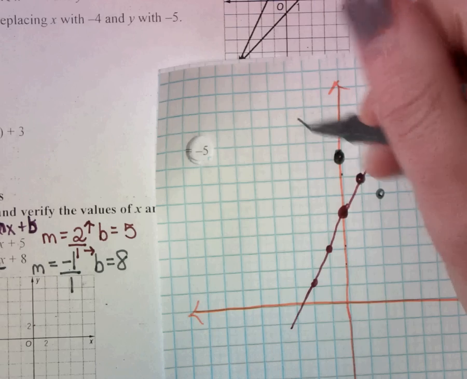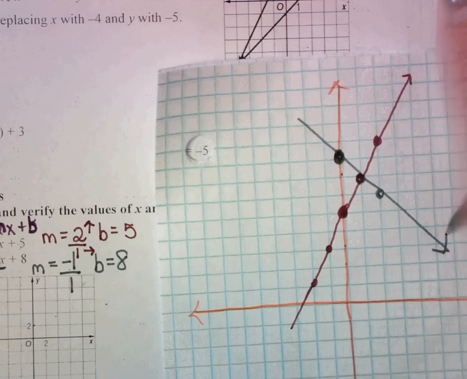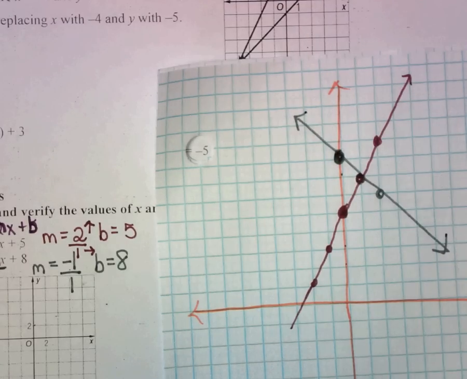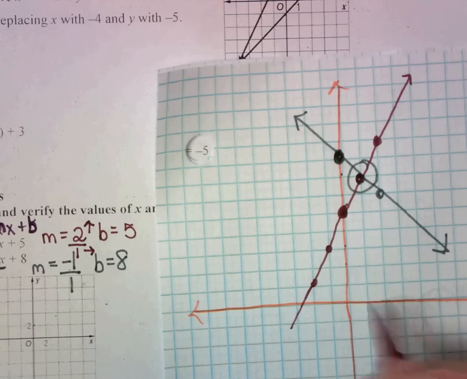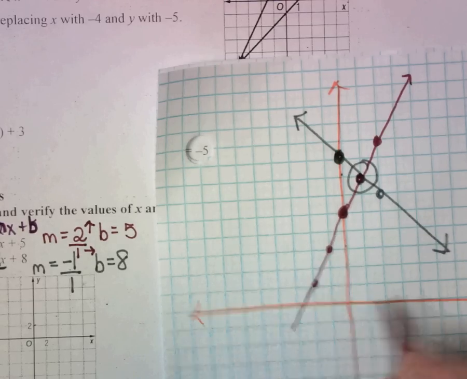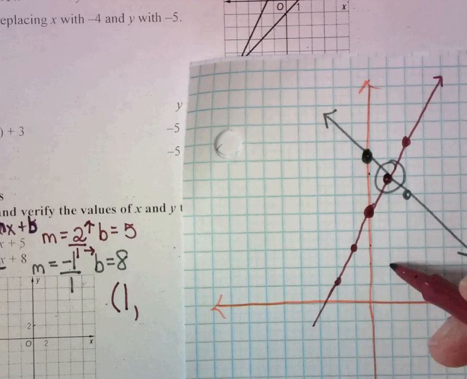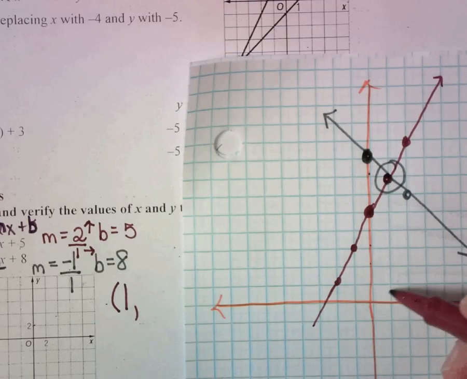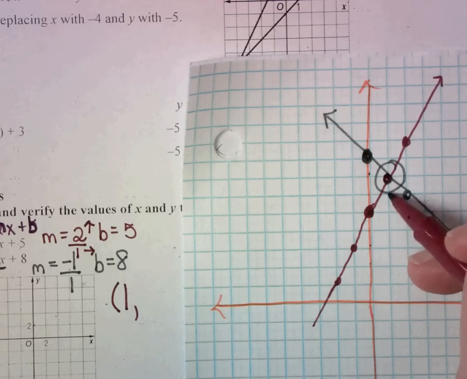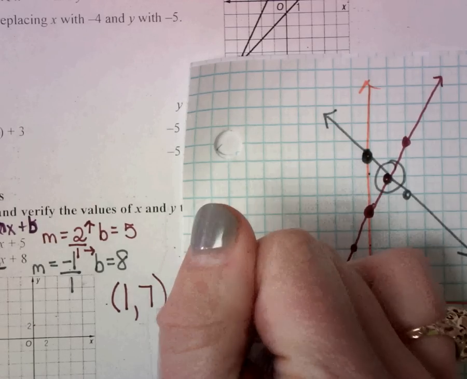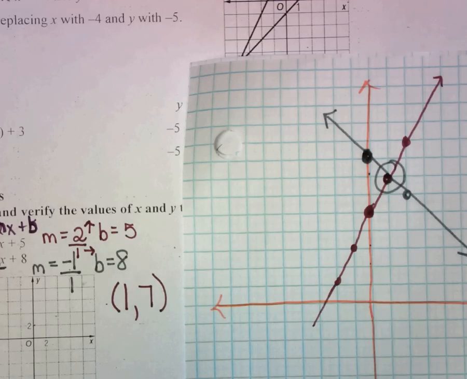And boom, already I can see right there what my point of intersection is. Right here is my point of intersection. Now, we have to be able to say what that point is. So let's see, my x value is 1. My y value, 1, 2, 3, 4, whoops, I miscounted. 1, 2, 3, 4, 5, 6, 7. So I am suggesting that my point of intersection, my solution, is 1, 7.